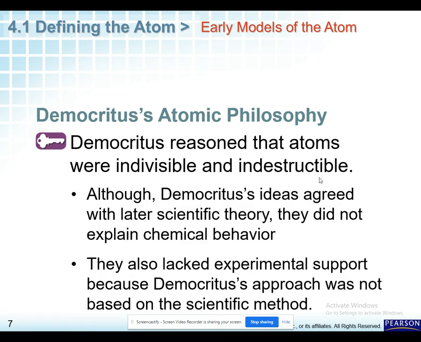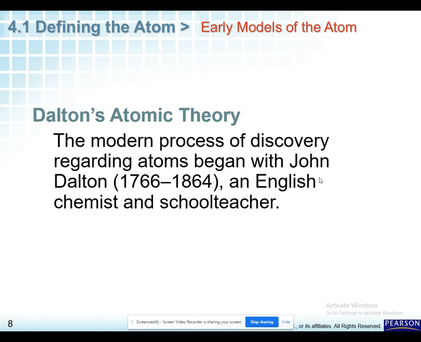So although Democritus' idea agreed with later scientific theory, it didn't explain why we saw certain chemical behavior. So why did, for example, hydrogen, why was it super flammable? Why did certain elements come together to make a compound? The one thing that he did not have was he didn't have any type of experimental support to back what he was saying. So along came several years, hundreds of years later, somebody named John Dalton.